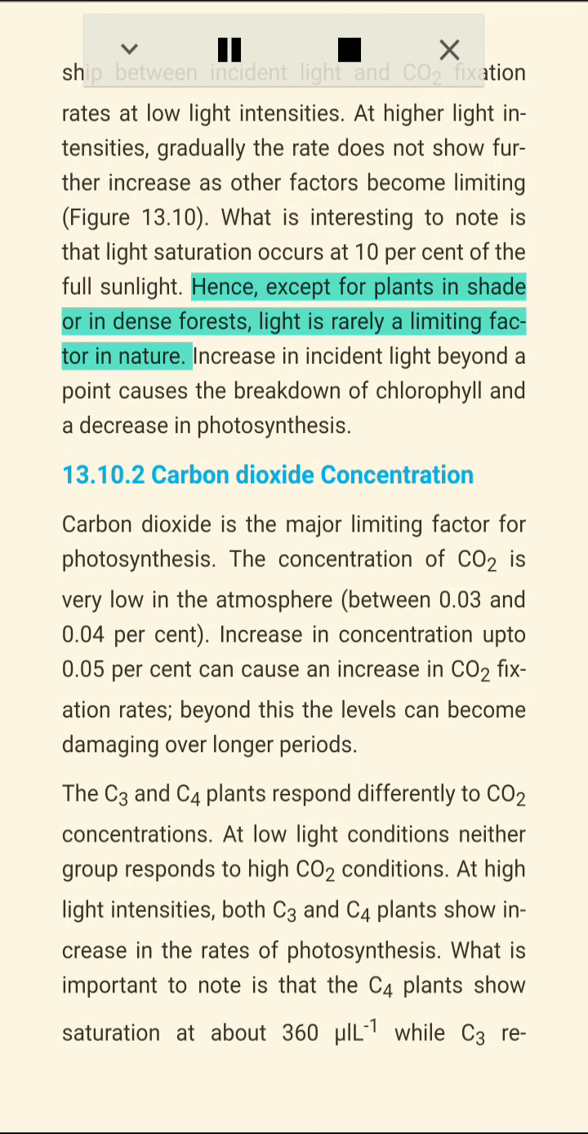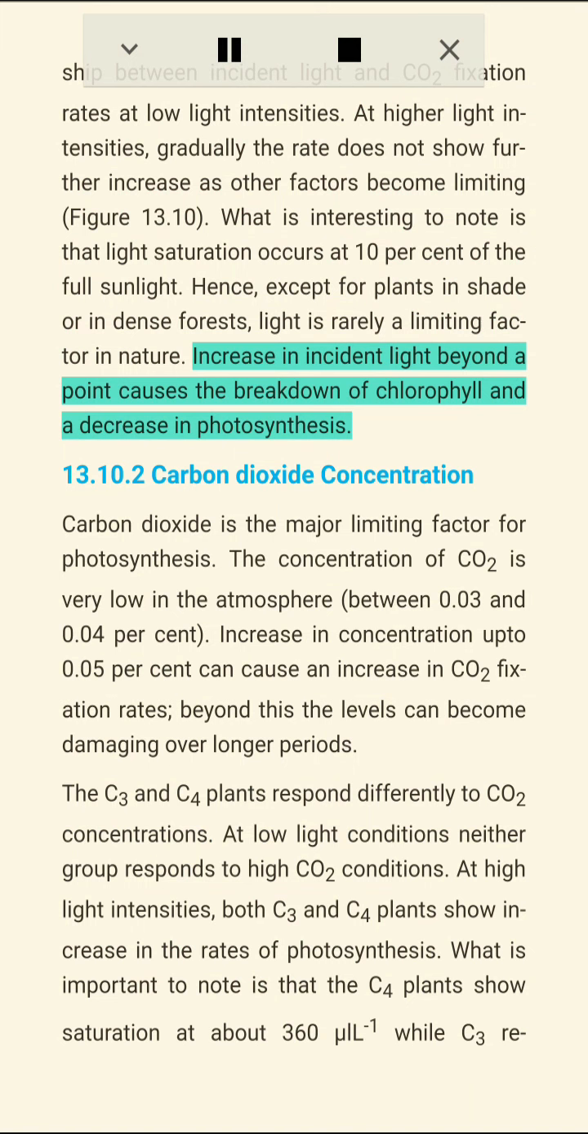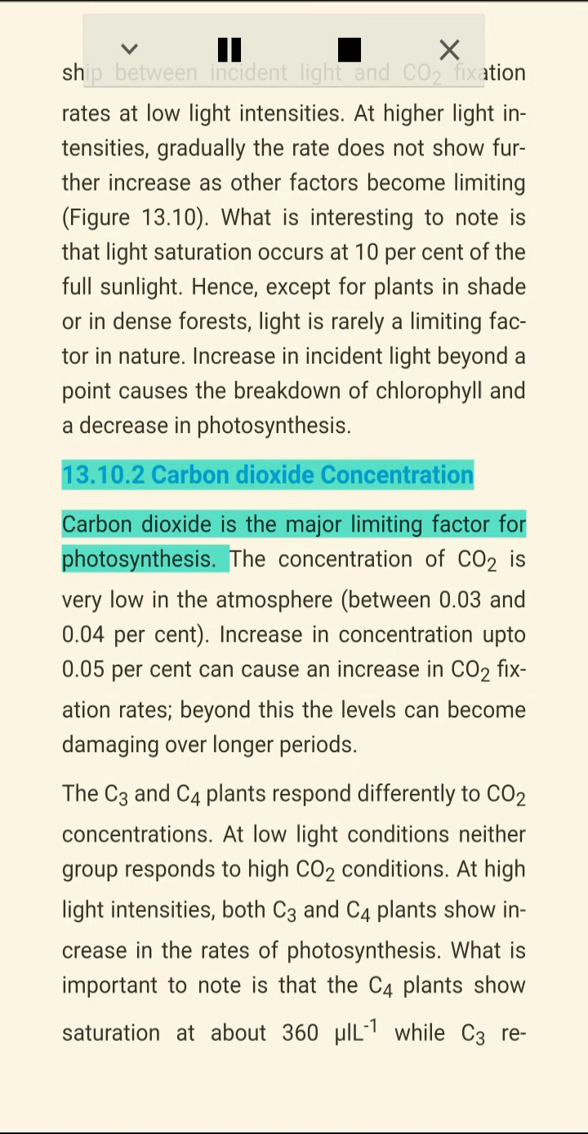What is interesting to note is that light saturation occurs at 10% of the full sunlight. Hence, except for plants in shade or in dense forests, light is rarely a limiting factor in nature. Increase in incident light beyond a point causes the breakdown of chlorophyll and a decrease in photosynthesis.